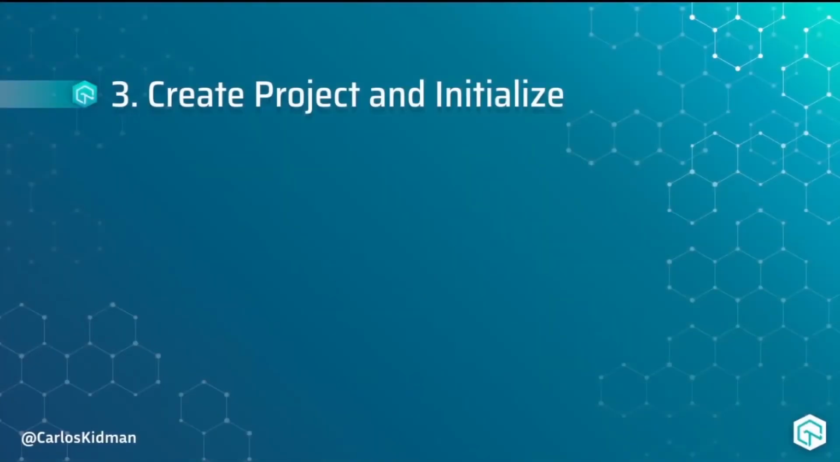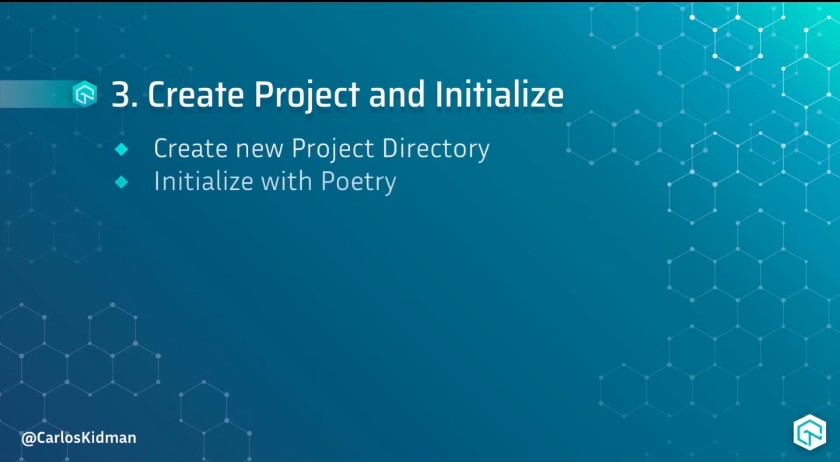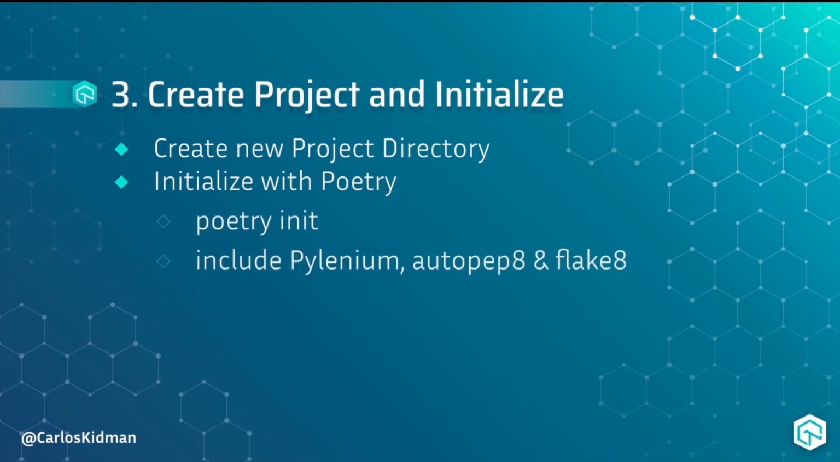For step 3, we just need to create the project and initialize it. So we're going to create a new project directory and then initialize it with Poetry. This is done by poetry init, and then we can include the different packages we care about. In this case, it's going to be Pylenium, AutoPep8, and Flake8.